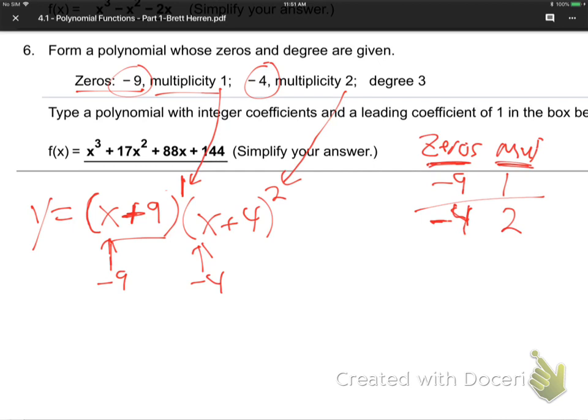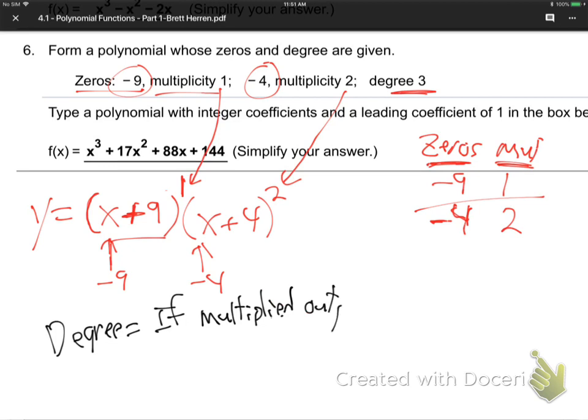What about the degree 3? Oh, yeah. In a minute, we'll have to do more with that. Right now, the degree, it's that a degree 3 polynomial. That means if you multiply that all out, what the biggest power would be. So that's degree. Let me write that. Degree equals, if multiplied out, biggest power. So if you multiplied it out, what would be the biggest power?